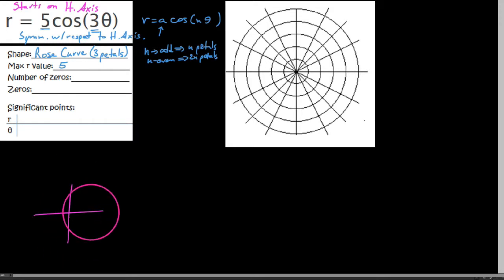I also want to make a note here that it's symmetrical with respect to the horizontal axis, or the polar axis. The maximum value of r looks like our A value here is 5. So it is going to start on the right side instead of starting on the left side. Because it is a cosine graph, it starts on the horizontal axis. When we look at rose curves, a lot of the time we'll see that all of our cosine graphs start right over here on the right side.